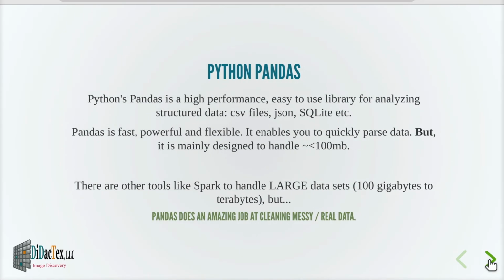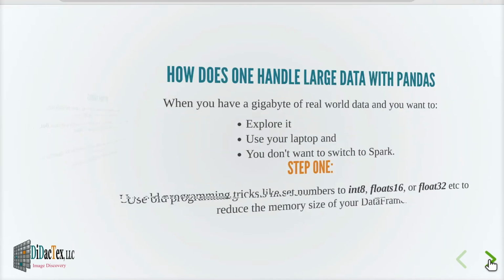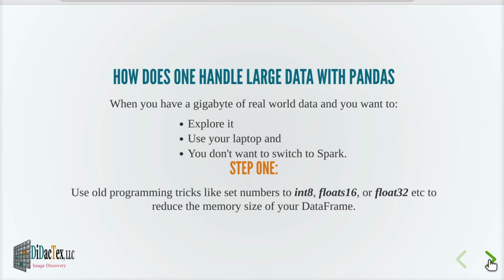The Python Pandas library is a high-performance, easy-to-use library for analyzing structured data, so CSV, JSON, SQLite. Pandas is fast, powerful, and flexible. It enables you to quickly parse data, but it's designed to handle data roughly less than 100 megabytes. There are other tools out there to handle really large data sets, so 100 gigabytes and a terabyte. But the reason people like to use Pandas is that it does an amazing job at cleaning messy real-world data. So how does one handle large data with Pandas?